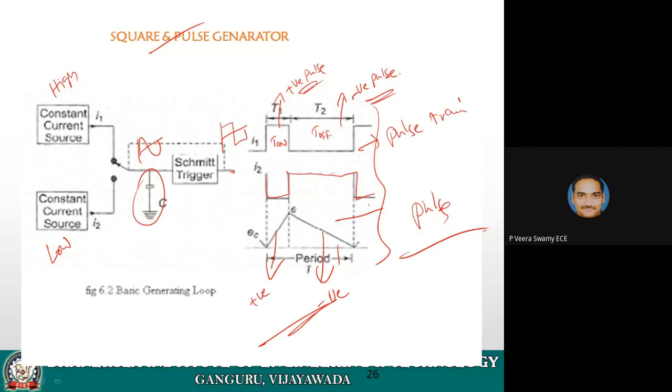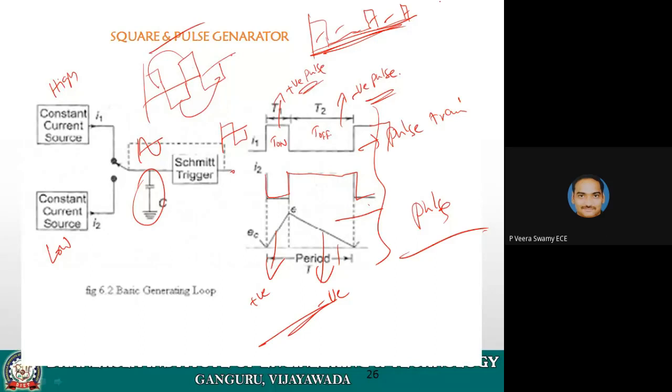In the third condition, the third pulse is different from the previous two. But in a square wave, the third pulse is exactly similar to the first pulse, and the fourth one is exactly similar to the second. But in a pulse train, it is nowhere connected. This is the first pulse, second pulse, third pulse, fourth pulse, fifth pulse, nowhere connected. That type is nothing but a pulse generator. Note down this diagram.